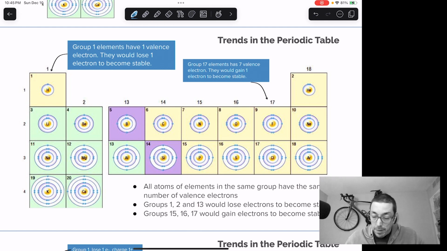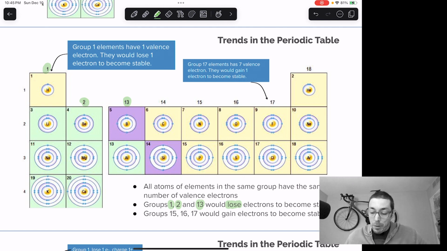We can see that groups 1 and 2 and 13, so here, here, and here, it is numbered group 13, but it has only 3 valence electrons in there. It's easiest for them to lose electrons to become stable, because if you do the math, it's easier to lose 1, 2, or 3 than it is to try and collect and gain 5 more or 6 more or 7 more electrons just by comparing the value of the numbers themselves.